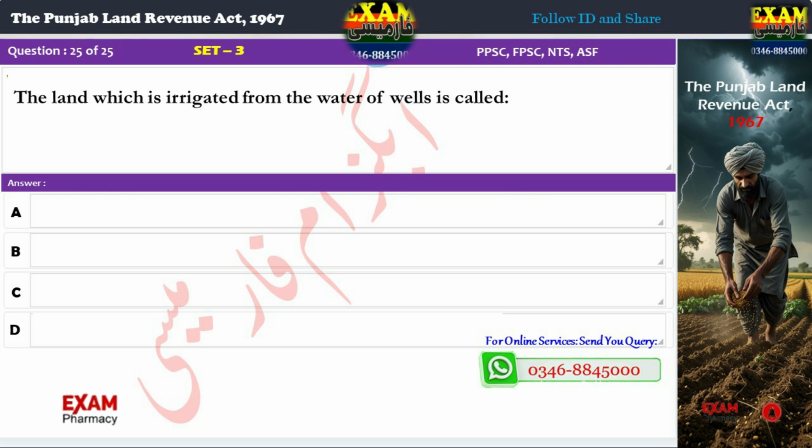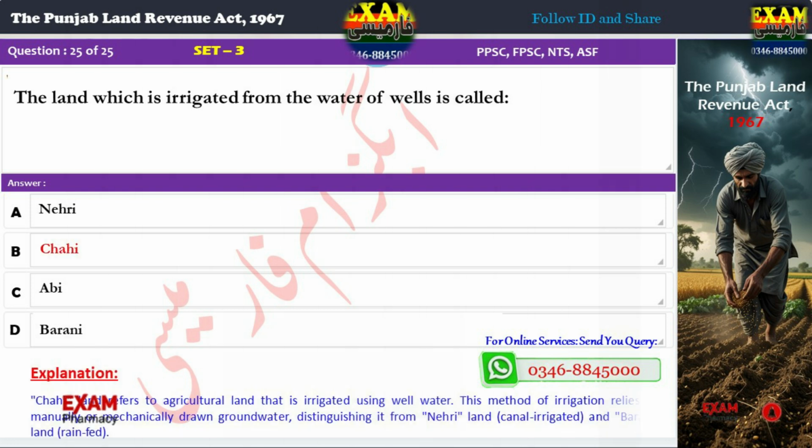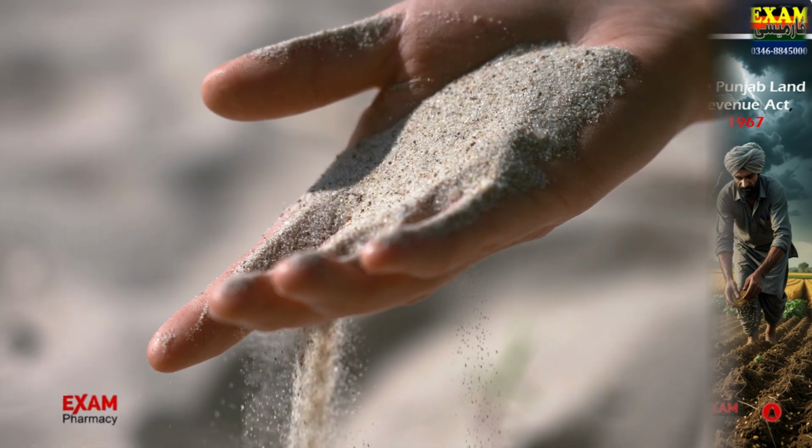Question 25. The land which is irrigated from the water of wells is called A. Nehri, B. Chahi, C. Abi, D. Barani. Correct answer. B. Chahi. Explanation. Chahi land refers to agricultural land that is irrigated using well water. This method of irrigation relies on manually or mechanically drawn groundwater, distinguishing it from Nehri land, canal irrigated, and Barani land, rain-fed.